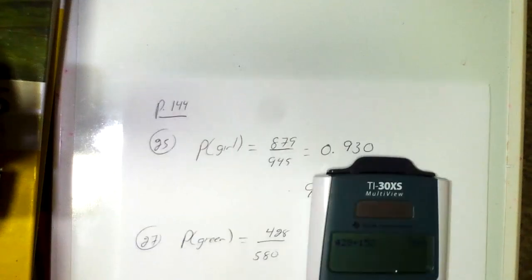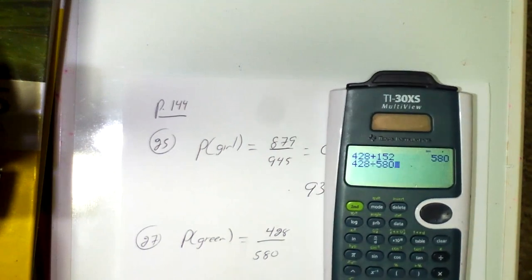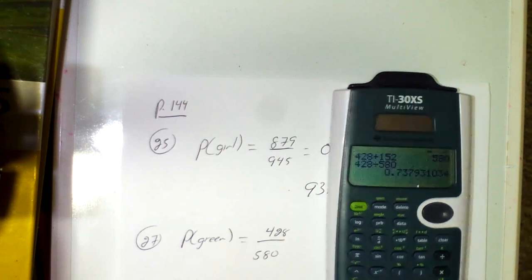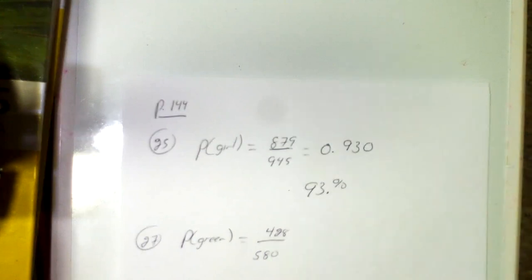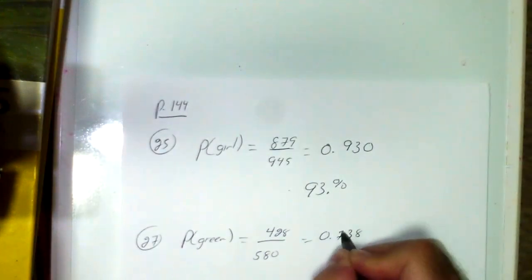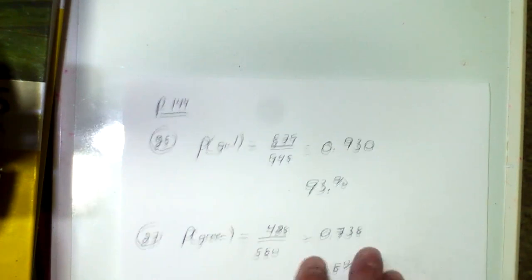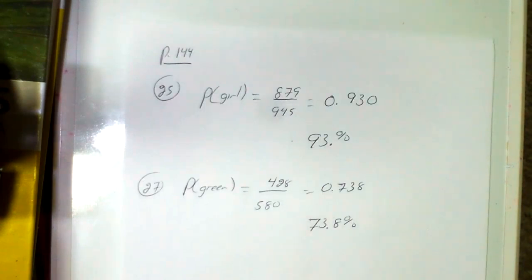All right, so here we go. I'm going to divide 428 by 580. I get 0.73793103. I'm going to round it to 3, so that 9 is going to convert that second 7 to an 8. So it should be 0.738. And I'm going to convert it to a percentage, so that equates to 73.8%. Again, parts over total.